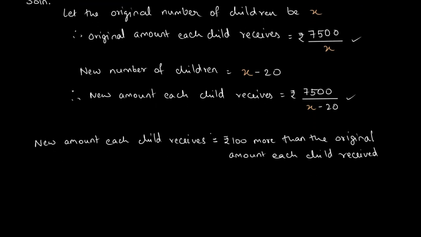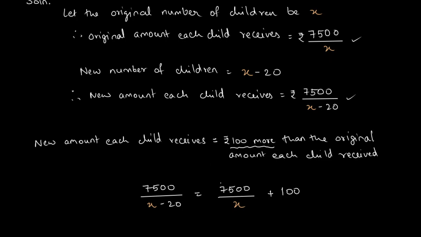Now I got to represent it in the form of an equation. So the new amount each child is receiving, we know, is 7,500 divided by x minus 20, and rupees 100 more. Rupees 100 more means you will be adding the value. So it's a plus 100 to the original amount, 7,500 upon x. So as you see, we are getting our equation now.